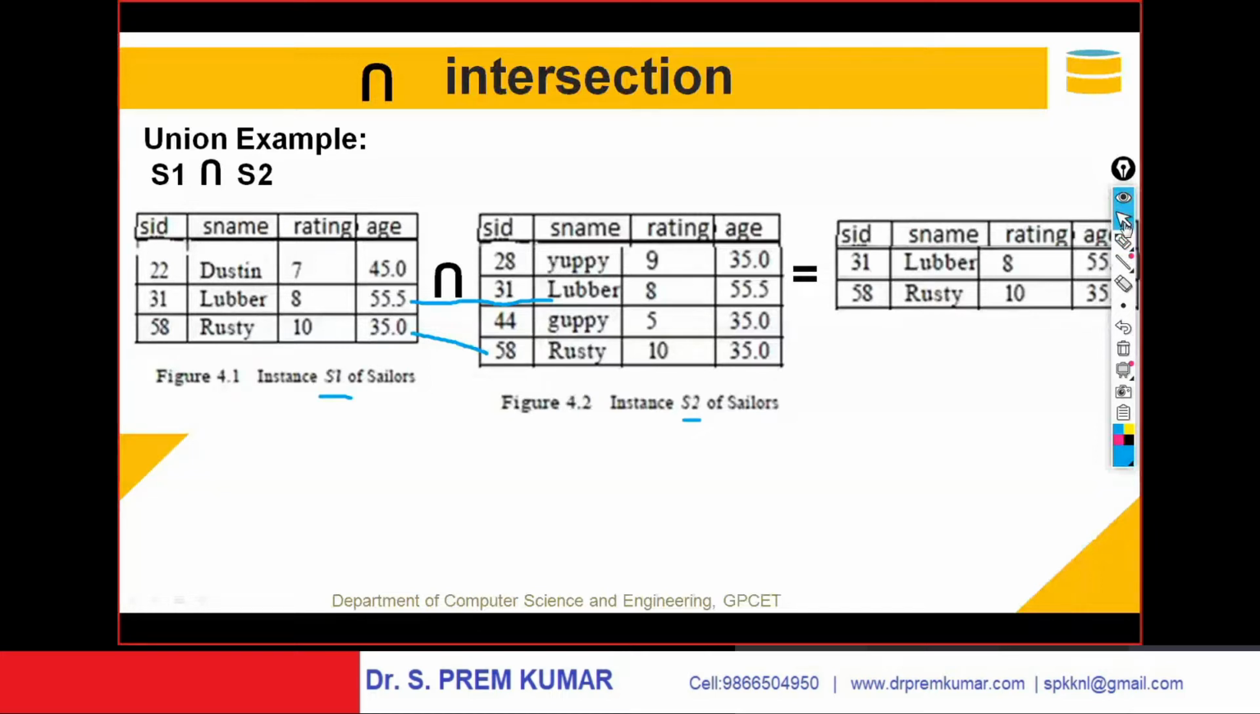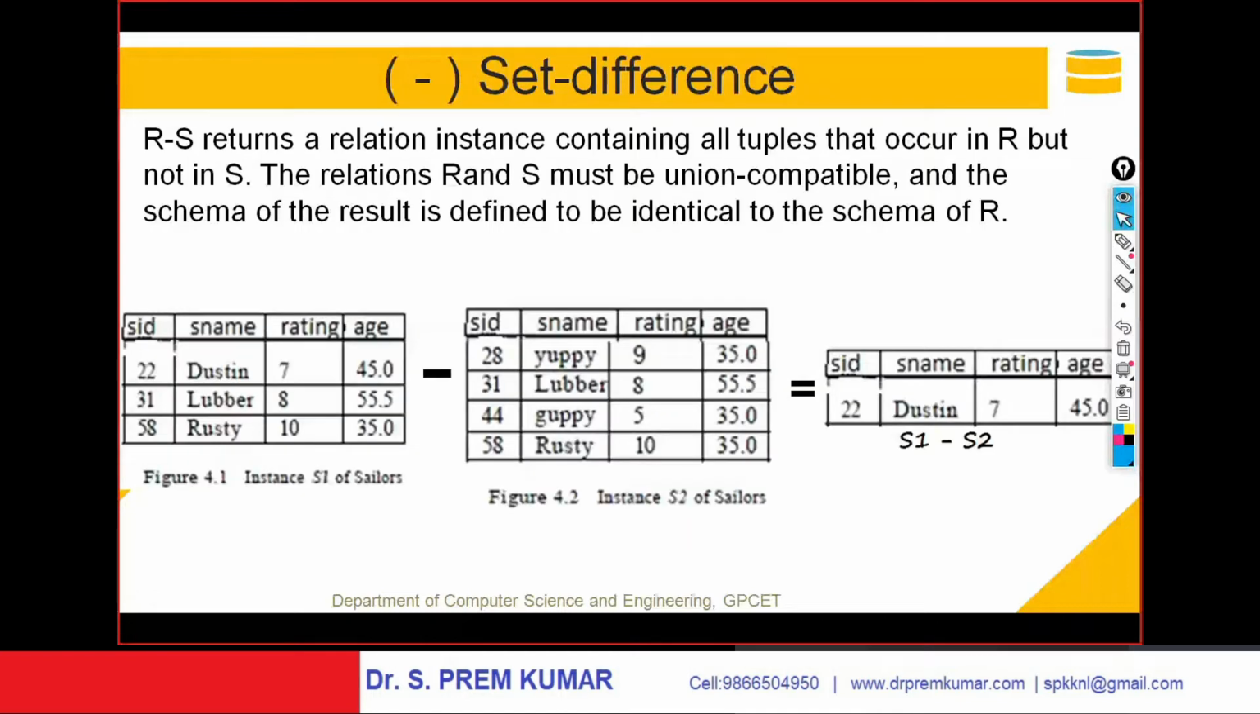Okay, you came to know about union operation and intersection operation. Now let us go ahead with the set difference. I want to find the difference of set 1 and set 2. So R minus S, that is a minus symbol. R minus S returns a relation instance containing all tuples that occur in R but not in S.